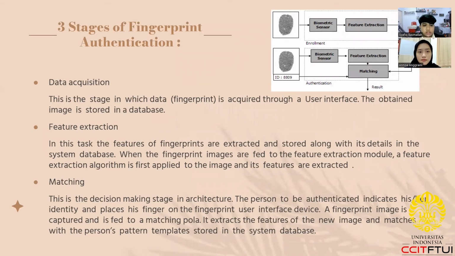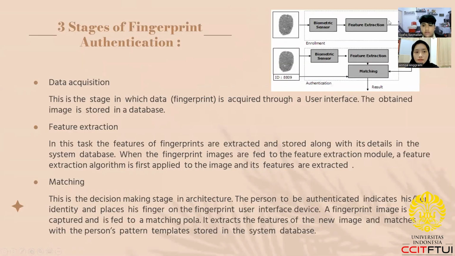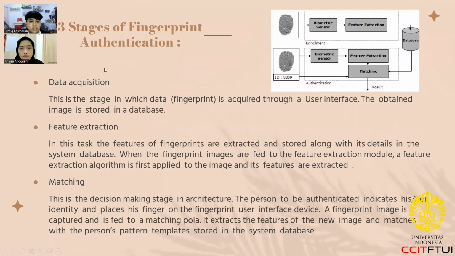And next, the three stages of fingerprint authentication. The first step is data acquisition. This is the stage in which the data of our fingerprint is acquired through a user interface. The obtained image is stored into the database. In this phase, it will be used in enrollment of the fingerprint.